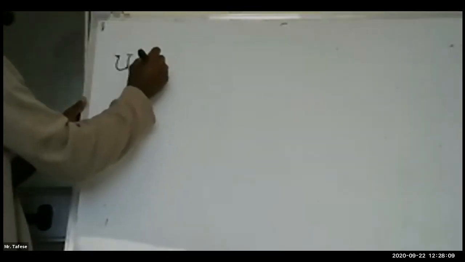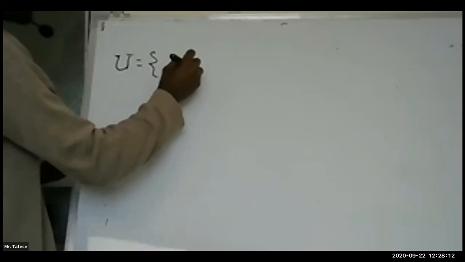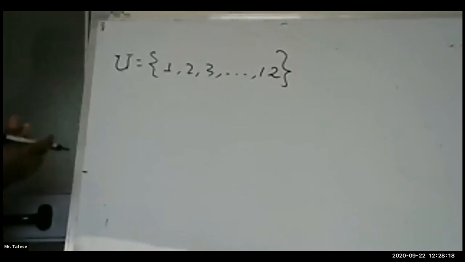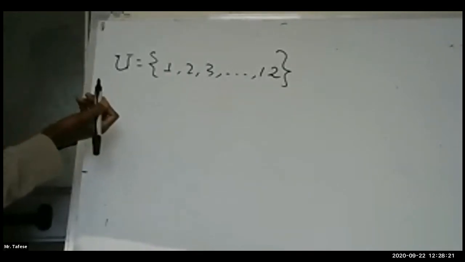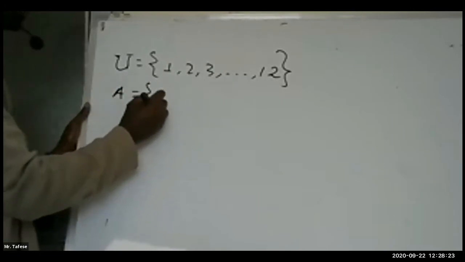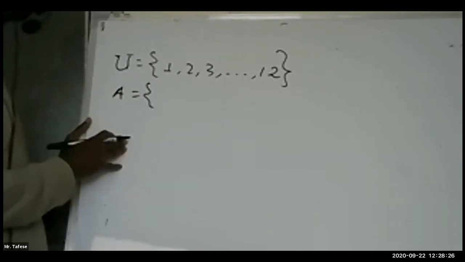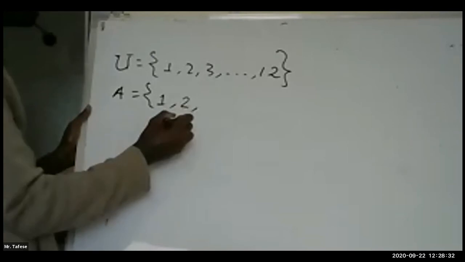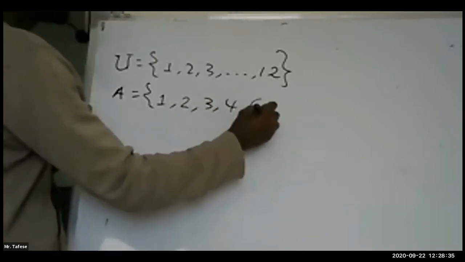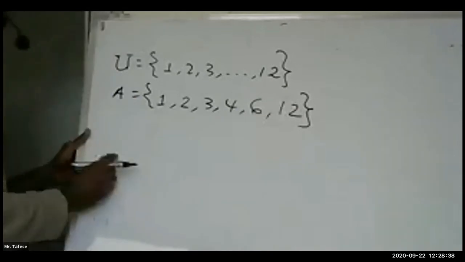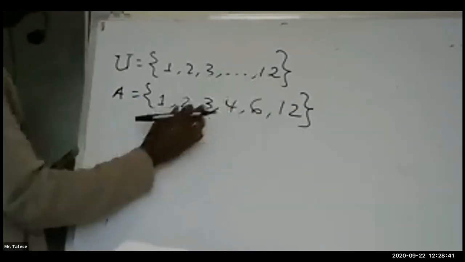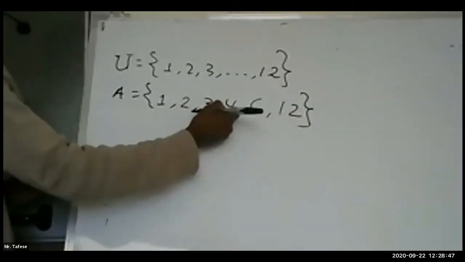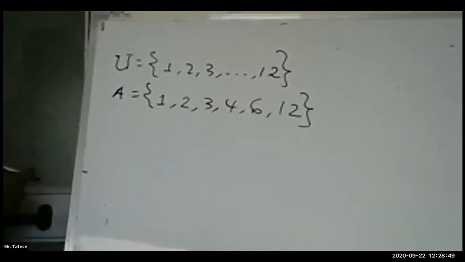U consists of elements 1 up to 12. It is already described in the partial listing method. Set A consists of the set of all x such that x is a positive factor of 12. The positive factors of 12 are 1, 2, 3, 4, 6, and 12. So 12 is divisible by each of these numbers, which are the positive factors of 12.